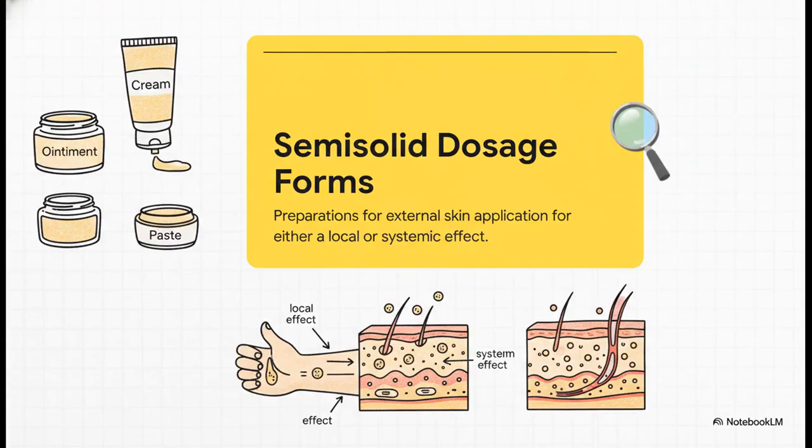Okay, first things first, let's get our definitions straight. All those things like ointments, creams, and pastes, they all fall under this one big umbrella, semi-solid dosage forms. Now, they're all made for the outside of the skin, but they can have two totally different missions. One is to work locally, right there on the skin. The other is to work systemically, basically using the skin as a doorway to the rest of the body.